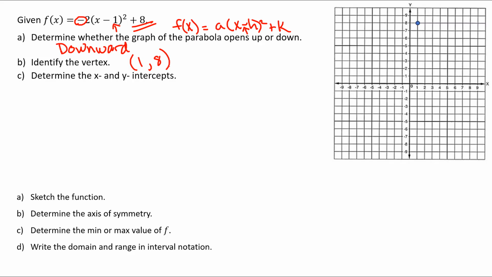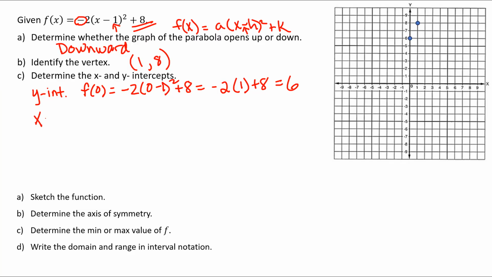Then we're going to determine the x and y intercepts. Remember, to find the y-intercept, you just set x equal to 0. Your y-intercept happens when you plug 0 into the function. So f of 0, because on the y-axis, x is 0. Put 0 in for x and see what you get. Negative 2 times (0 minus 1) quantity squared, plus 8 is negative 2 times 1 plus 8, which is 6. So this function crosses the y-axis at 6. That's another point.